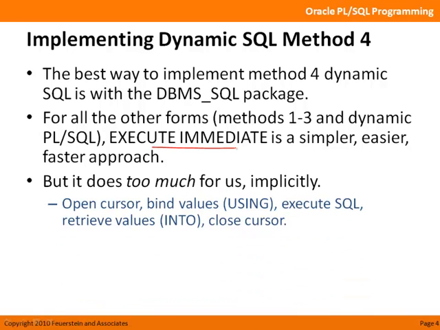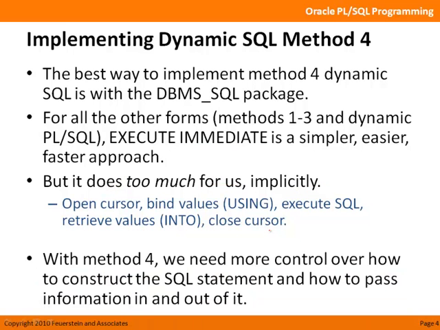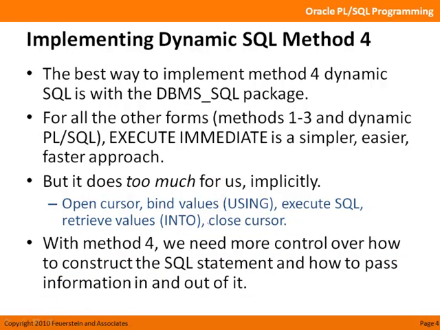But it does too much for us, and it does it implicitly. It opens the cursor, binds our variables with the USING clause, executes the SQL statement, retrieves the values INTO, and closes the cursor. It simply does too much because we need more control over these different operations. For example, how many things are we binding? How many values are we retrieving? We don't know this at compile time. So basically, we can't use EXECUTE IMMEDIATE, and we need to switch gears and learn about and use DBMS_SQL.